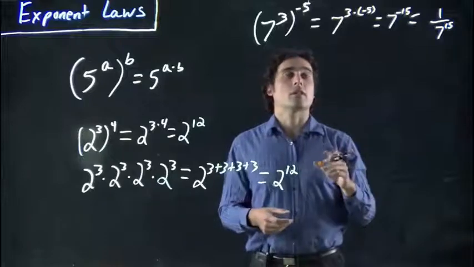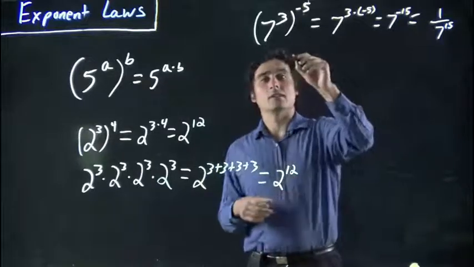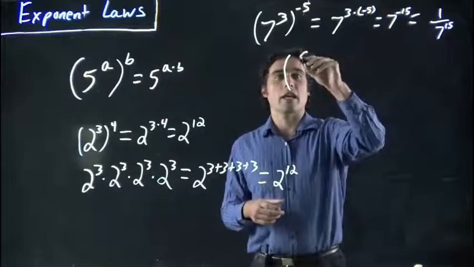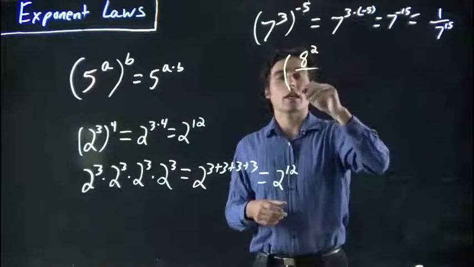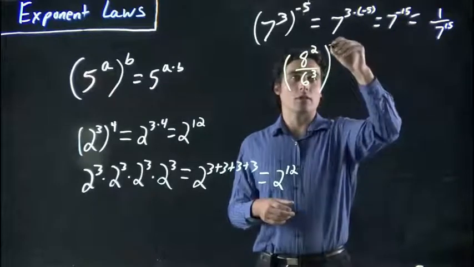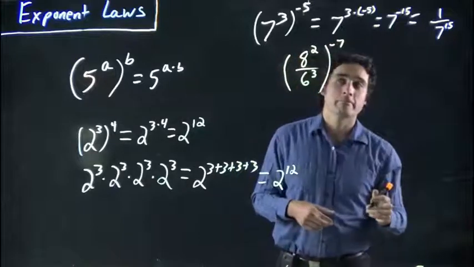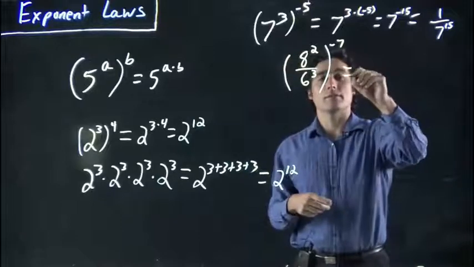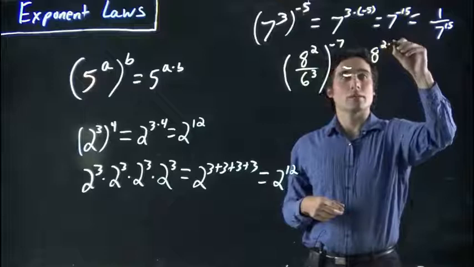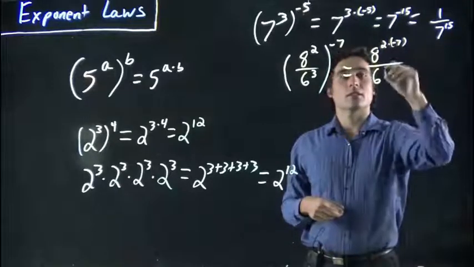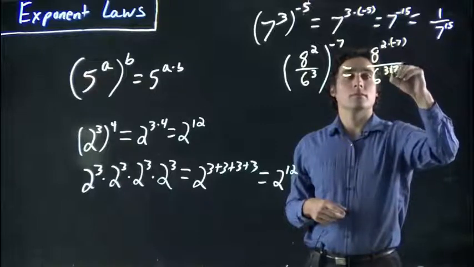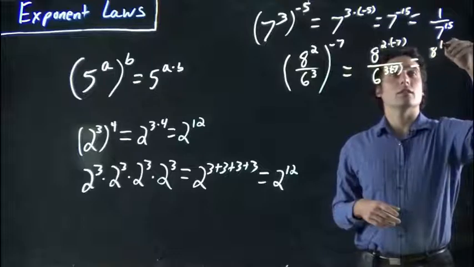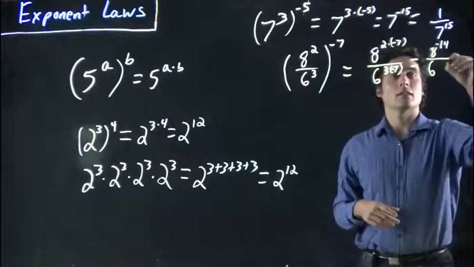Great. Well, I could also look at some other cases. We looked at one where we had, say, a bracket and an exponent outside of it. Let's say I have 8 to the 2 and 6 to the 3, all to the power of negative 7. Well, when you have something like this, it gets applied to both. We follow the same rule in both cases. So what do I mean? This is the same as 8 to the 2 times negative 7 and 6 to the 3 times negative 7. As always, a little bit ugly writing, but hopefully you'll forgive me. So we got 8 to the negative 14, and 6 to the negative 21.